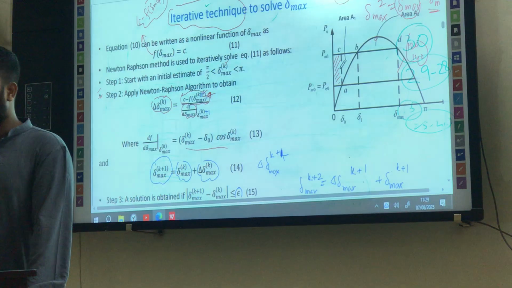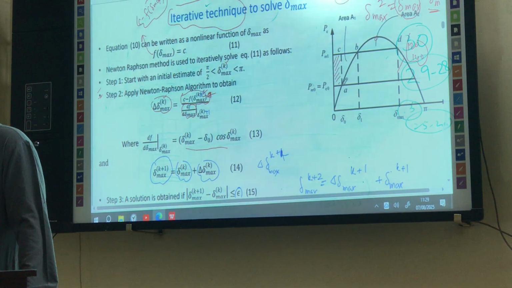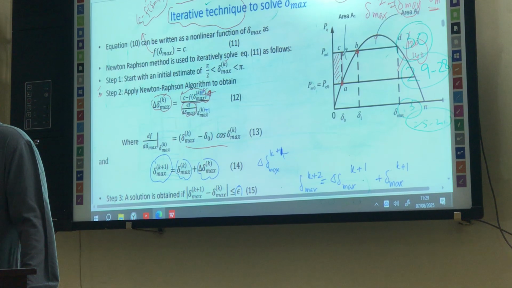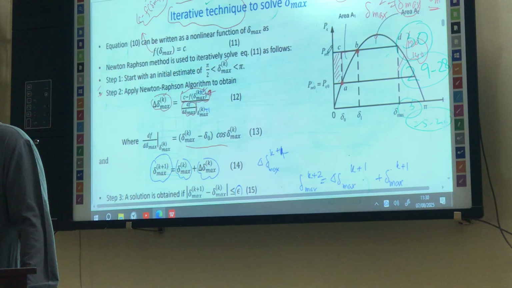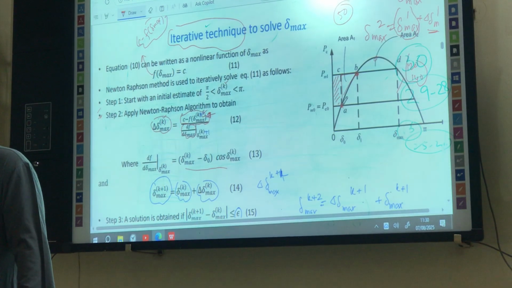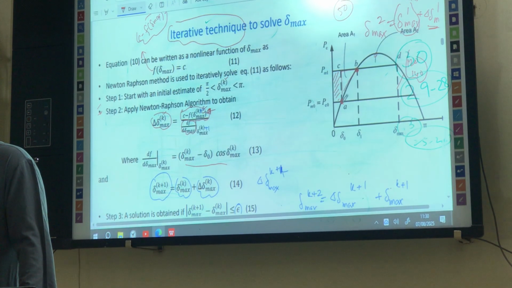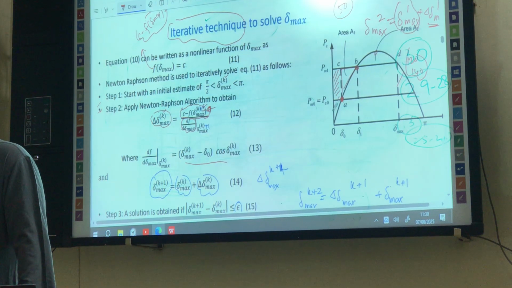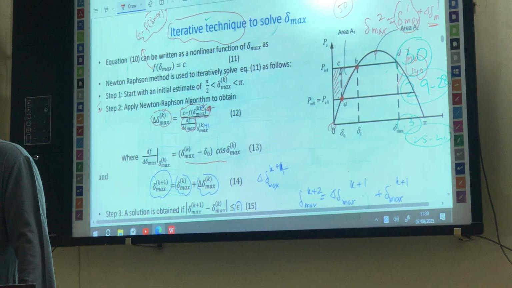Why are we not considering this? Look, the initial point was this. Then we are going here. So from A to B, what should be our area? The intersection between PM1 and this, right? But we are not considering this because this was from 0 to A. We assume that our initial point was A, then we are operating from A to B, B to B. We are not coming to this 0 point. That's why we are not.